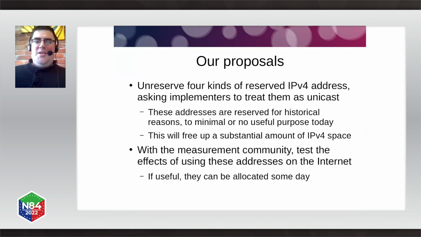We have 4 internet drafts that are proposing to unreserve 4 kinds of IPv4 addresses. And we're asking software implementers to treat these as ordinary unicast addresses. The 4 kinds of addresses, which I'll go through one by one, are each reserved for a historical reason and are not really helping people today. In many cases, those purposes for which they were reserved didn't really come to fruition or didn't become significant in the way that the internet standards community thought in the 80s.